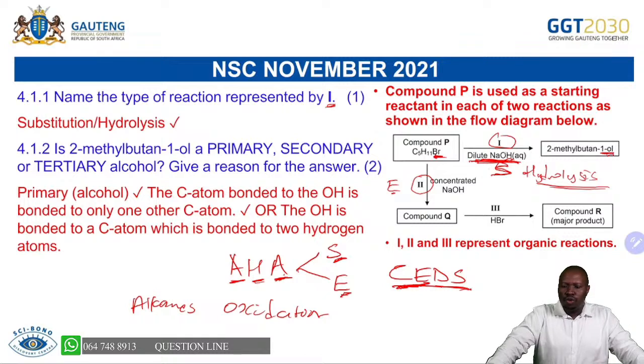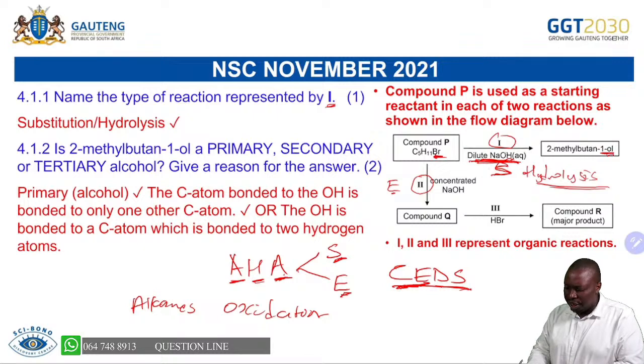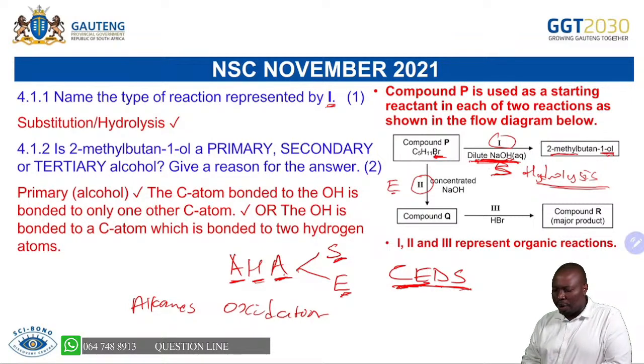So I'm saying to you, please go and make sure that you understand all the reaction conditions that we are supposed to have. Now let's look at this one. We're going to have now, already you see that the methyl is in carbon number 2. So it's a 2-methyl butan-1-ol.